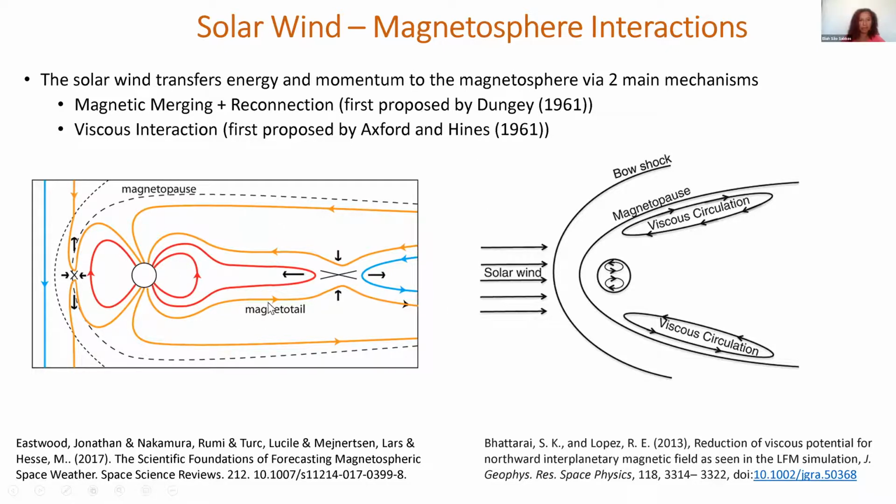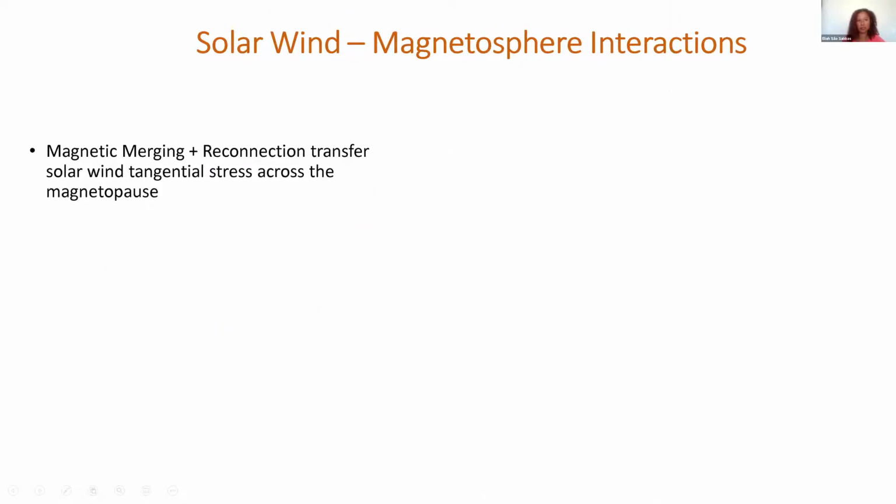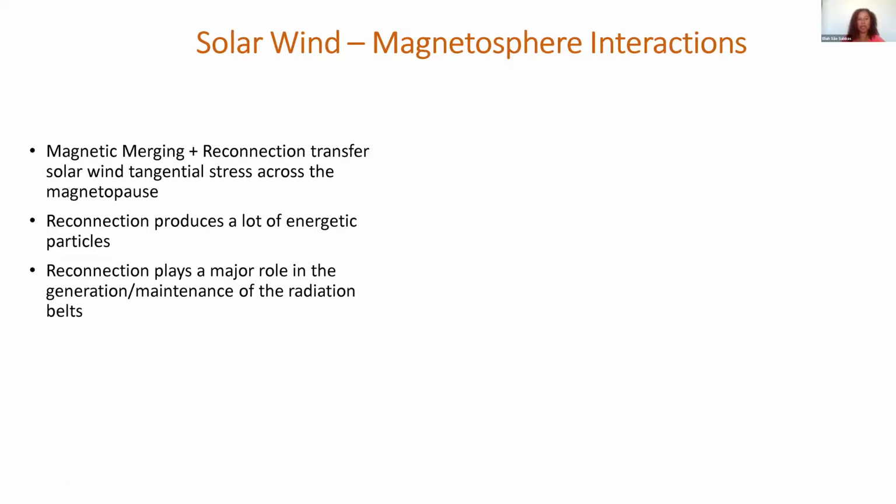So here we have representations of each one of those, and we are going to look in a little bit more detail at each of them. The magnetic merging and reconnection is actually the most important one. It transfers solar wind stress across the magnetopause. The reconnection in the tail produces a lot of energetic particles, which play a major role in generating and maintaining the radiation belt.